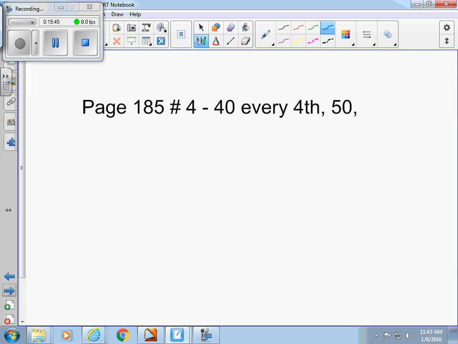Page 185, 4 through 40 every 4, and get number 50. So I think that covers about 3 days of Algebra 2 logarithms. We have about 2 days of Algebra 2 logarithms left, which means we have 1 day. We will have a little quiz over logarithms on Tuesday. So be ready for a little logarithm quiz on Tuesday. You will need to have the properties memorized.